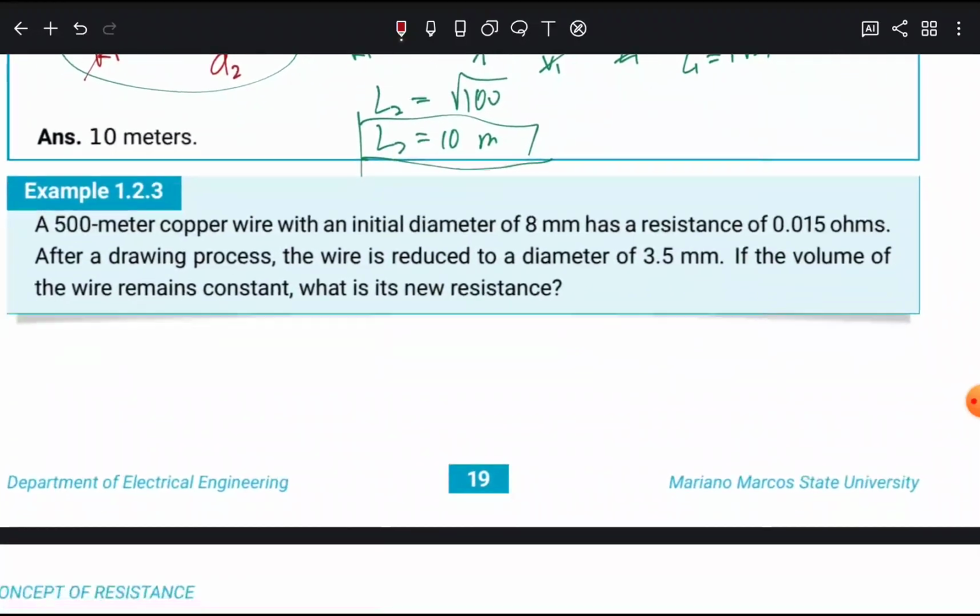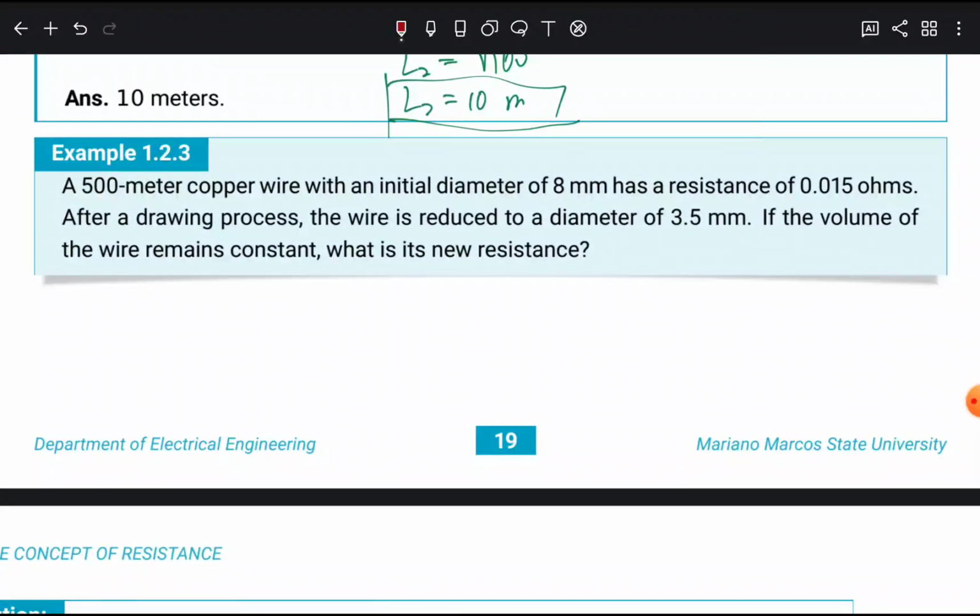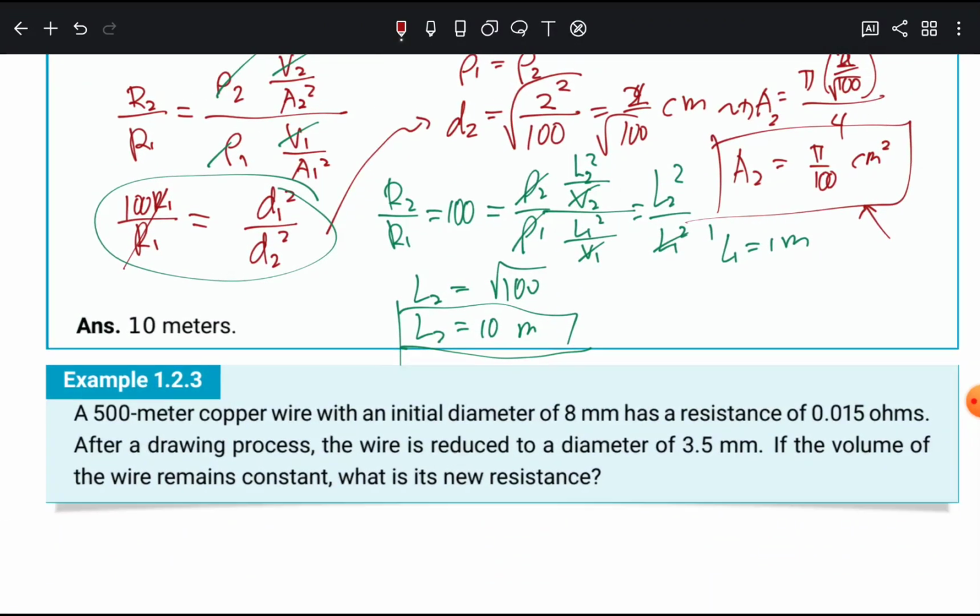Next, a 500 meter copper wire with an initial diameter of 8 millimeter has a resistance of 0.015 ohms. After a drawing process, the wire is reduced to a diameter of 3.5 millimeter. If the volume of the wire remains constant, what is its new resistance?